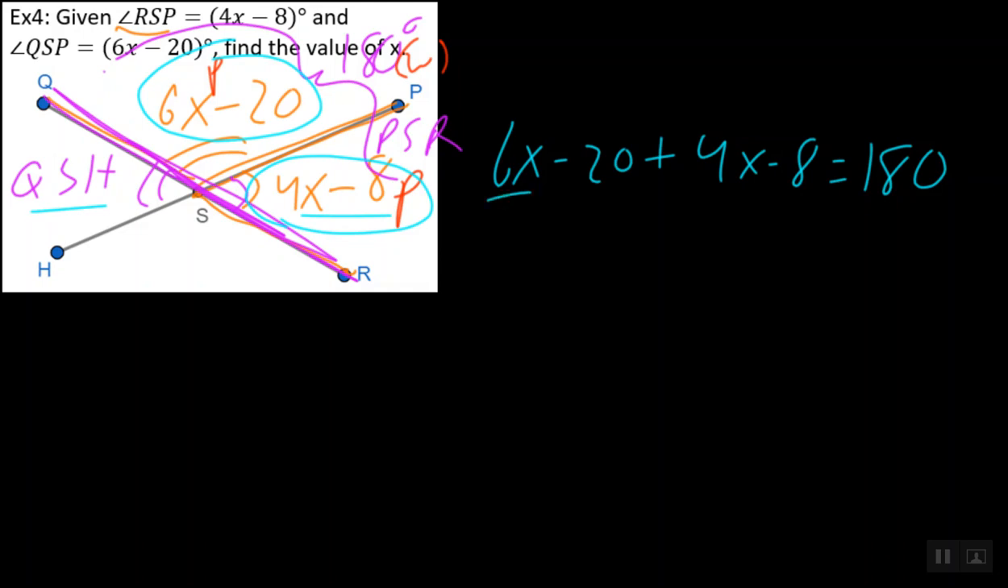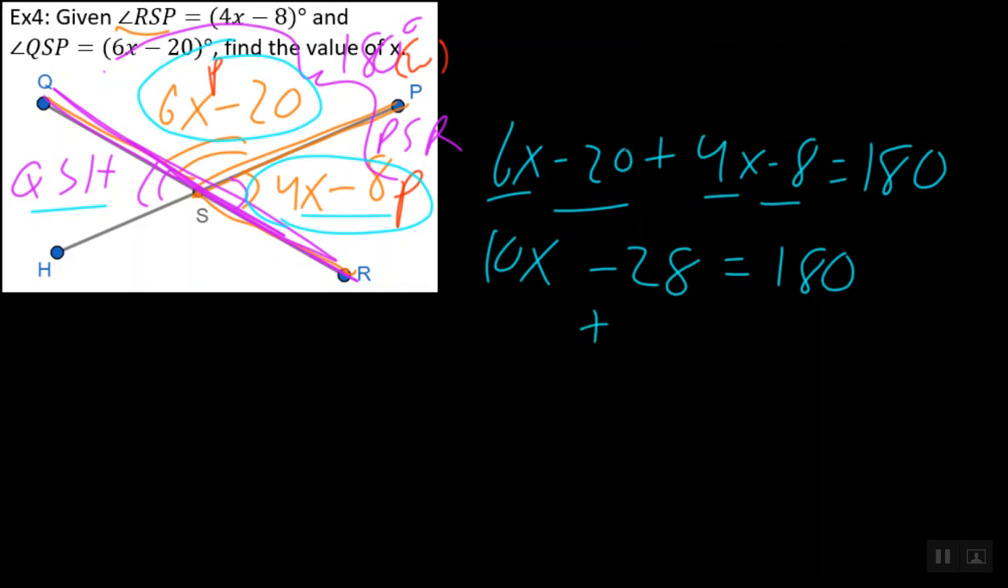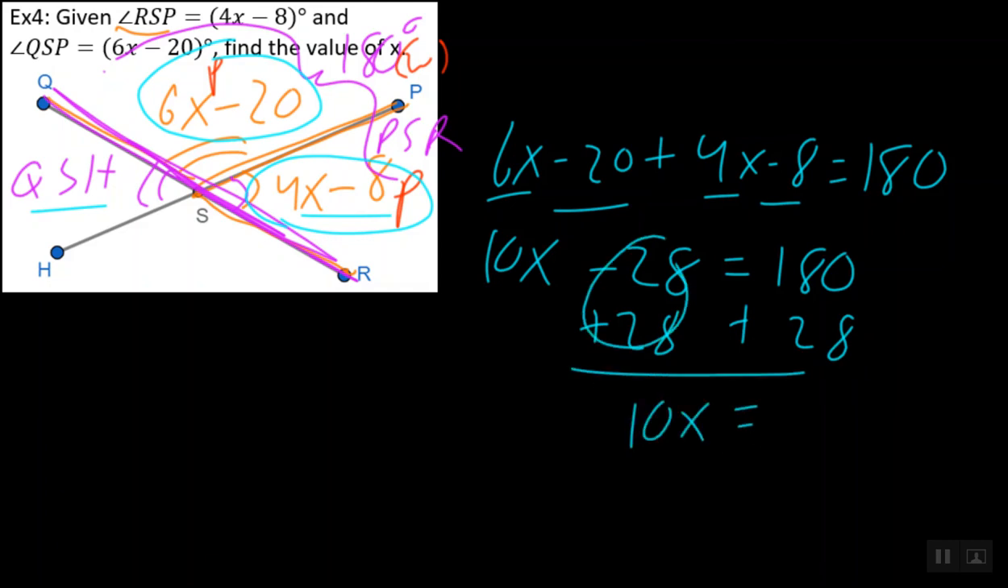Now from here, of course, 6x plus 4x, I combine my like terms, I get 10x, and negative 20 minus 8 will of course give me negative 28. And this will equal 180. Now from here, in order to get rid of a minus 28, ask yourself, what is the opposite of minus 28? So of course that will be plus 28 plus 28. And we're going to get 10x is equal to, wait a second, 180 plus 28, that's a big number. That's going to be 208.